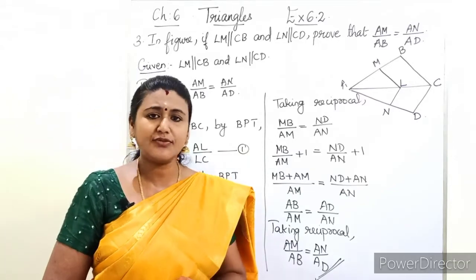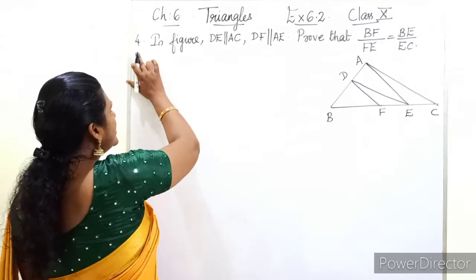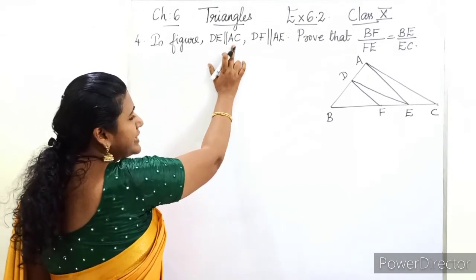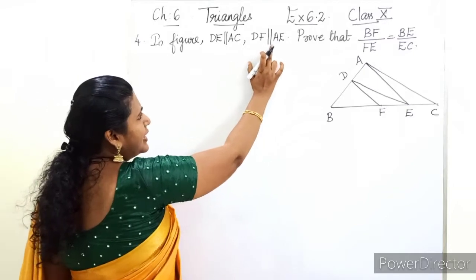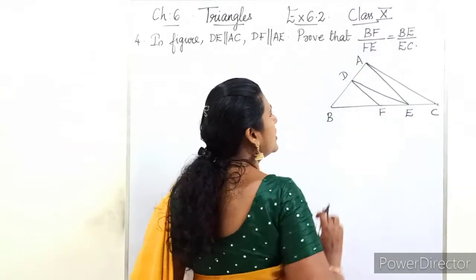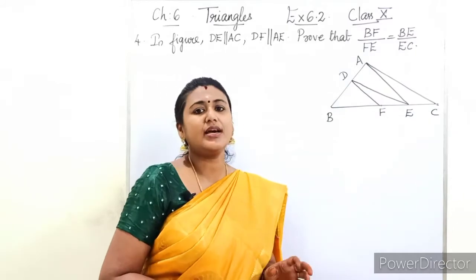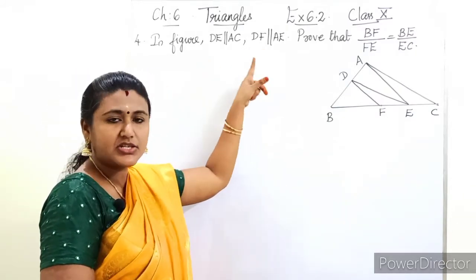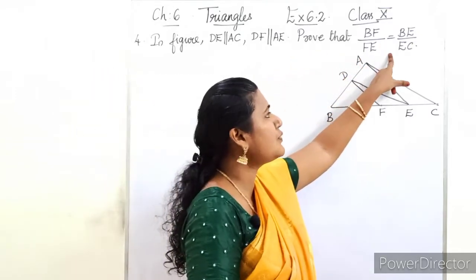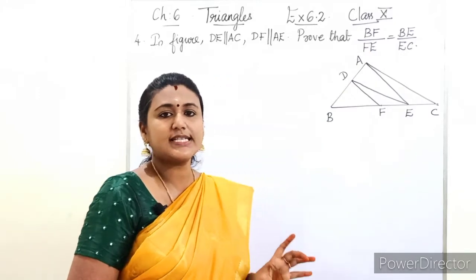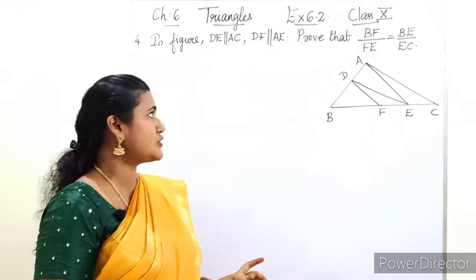Now we will see the fourth question. So question number 4, in figure DE is parallel to AC and DF is parallel to AE, then prove that BF by FE is equal to BE by EC. So here in this question, these two parallel conditions are given, and we have to prove this expression. So you know that if parallel condition is given, we have to use basic proportionality theorem.